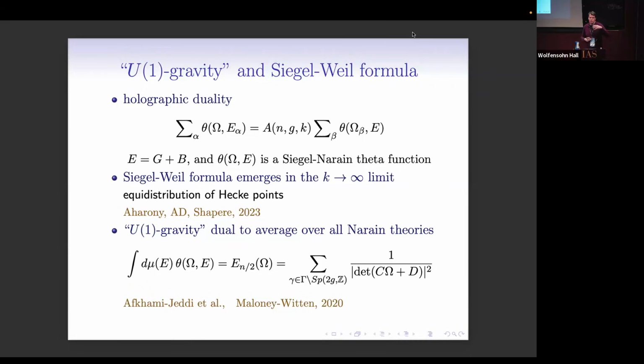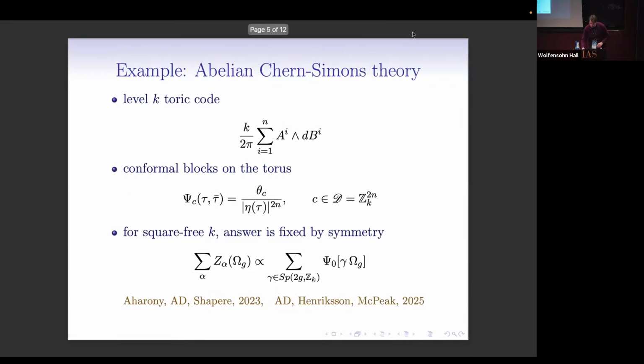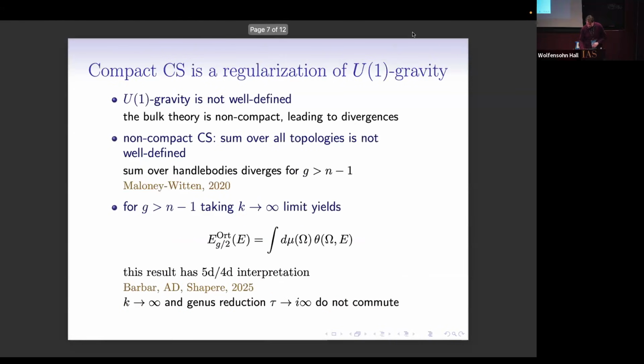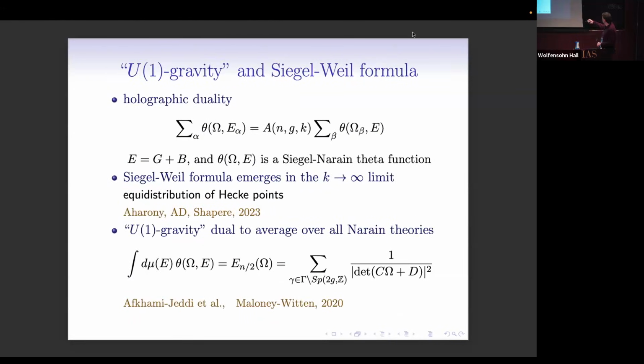That's a mathematical way of, if you start with this sum, it's not obvious, but if you start with the sum, and here, of course, omega gamma is exactly the same, and you have modular images of this omega gamma, you can rewrite that as a sum over Siegel-Narayan theta functions with different omegas, okay? But then you can ask the question, what will happen if I take k to infinity?